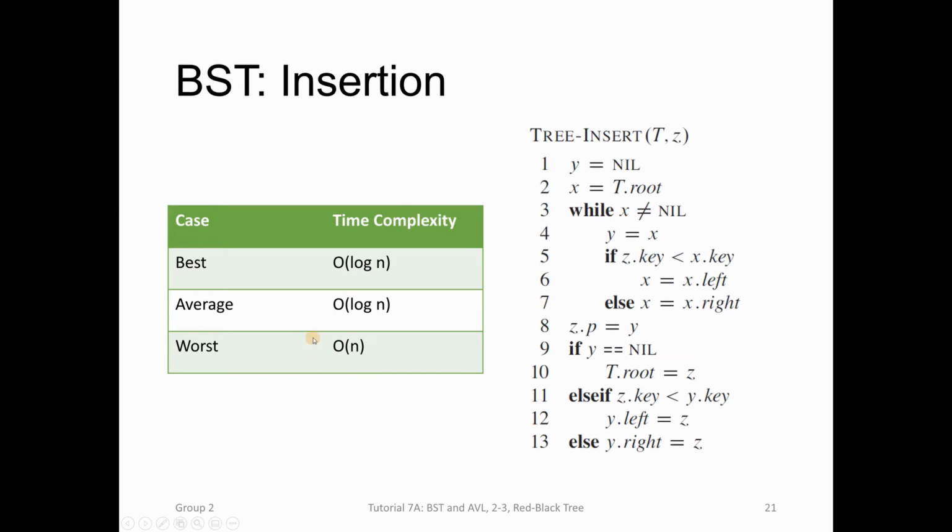Time complexity and pseudocode. We can find the best and the average time complexity is big O(log n) because the height of the tree is log n, and the worst situation is comparing all nodes, so the time complexity is big O(n), and this is the pseudocode.